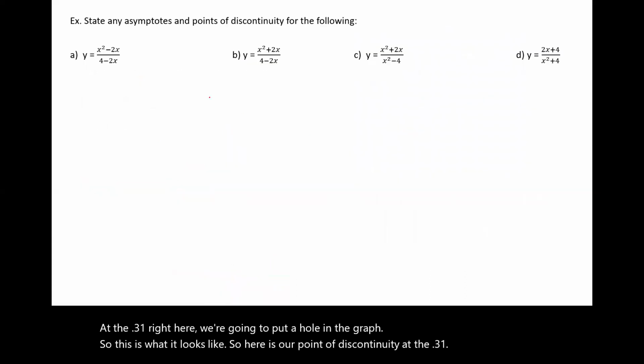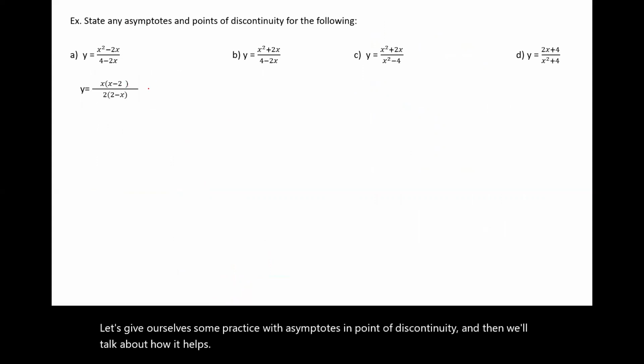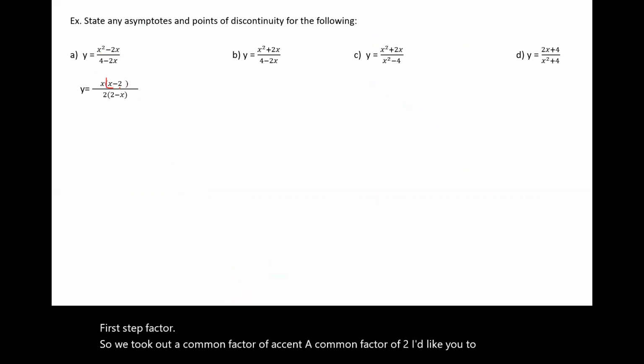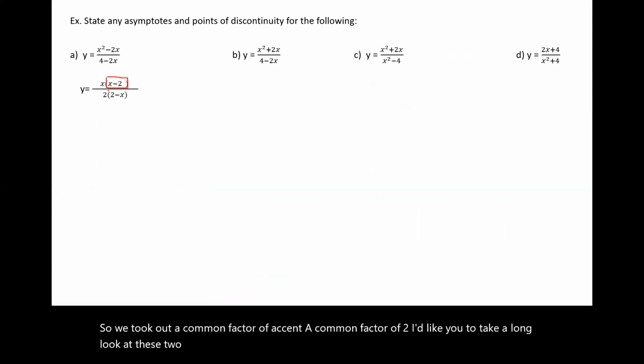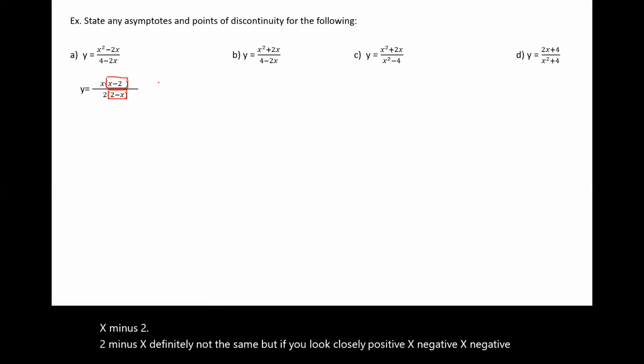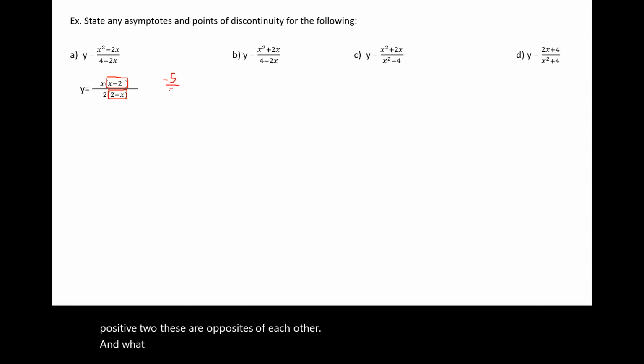How does that help? Let's give ourselves some practice with asymptotes and point of discontinuity, and then we'll talk about how it helps. First step, factor. So we took out a common factor of x and a common factor of 2. I'd like you to take a long look at these two terms. X minus 2, 2 minus x. Definitely not the same. But if you look closely, positive x, negative 2, positive 2, these are opposites of each other. And what happens when you reduce opposites? Can you see that you end up with a negative 1?